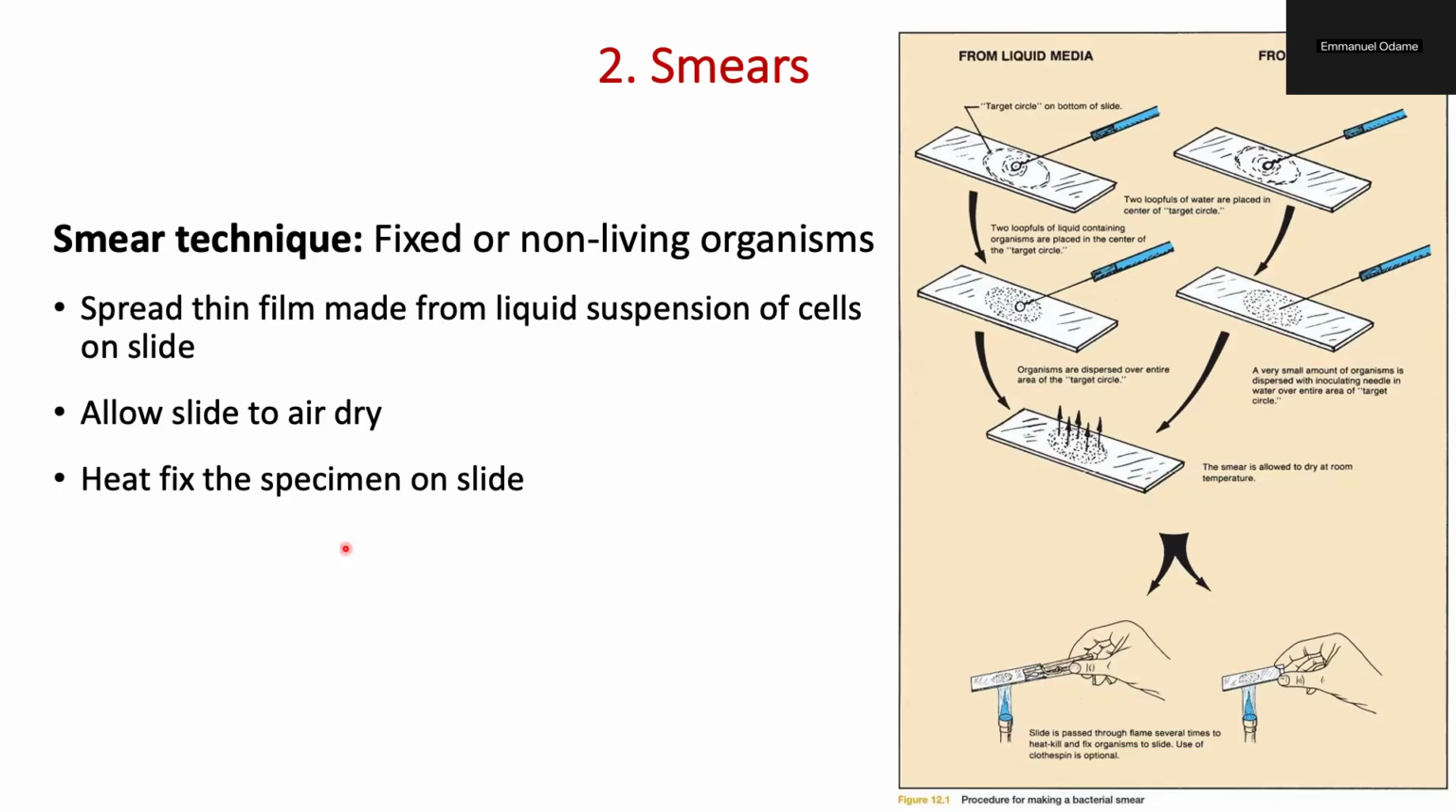Basically, you allow the slide to air dry, and then you fix the sample on the slide. The whole purpose of fixing is to kill the cells, secure the specimen on the slide, and preserve all the cellular components in a natural state with minimal distortion. So that's the whole goal of fixing. You can also fix with either alcohol or paraffin, depending on the goal of what you want to do.